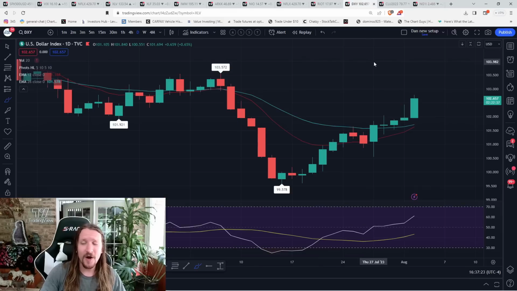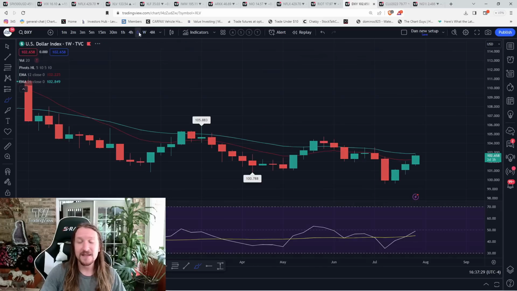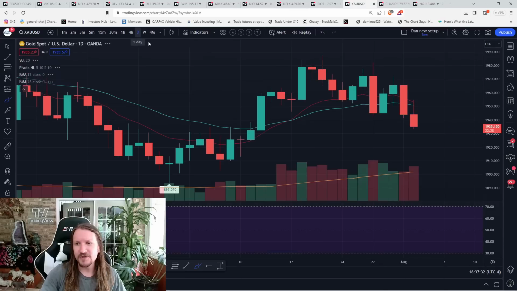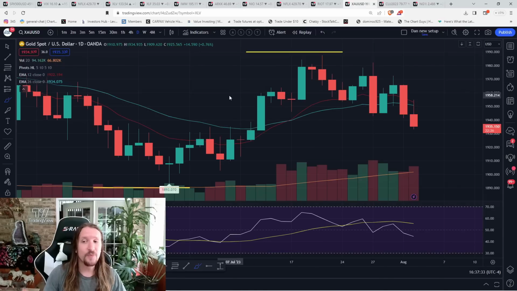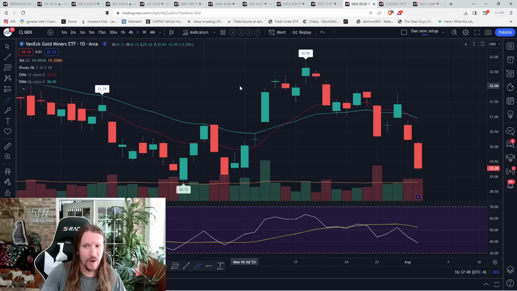The dollar is still strong. 4-hour uptrend, EMA 12, no sign of the weekly lower high. And with that, the metals are still weak. Gold dropping to a lower low, no sign of the weekly higher low. Silver joining with the bear break, and the miners continue to drop in a big way.